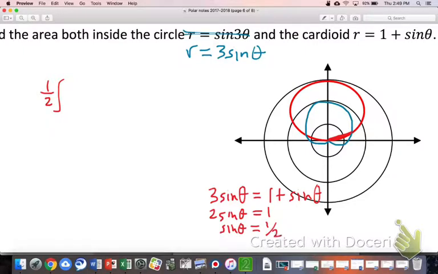And now your crazy awesome unit circle skills, what's theta have to be? Pi over 6. That's right. So that intersection point would be when theta is pi over 6. So we could say 1/2 the integral from 0 to pi over 6. We want to be super careful that we get the right radius in there. So the circle is the thing telling the radius how long to be. And so it's going to be 3 sine theta quantity squared for this radius.